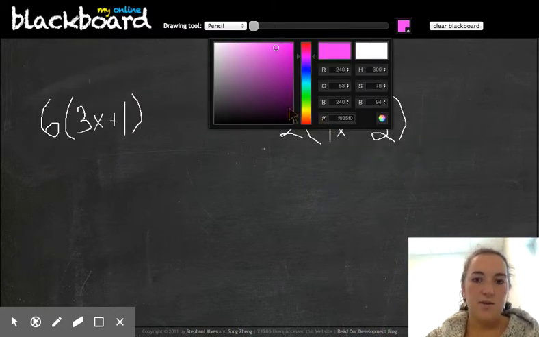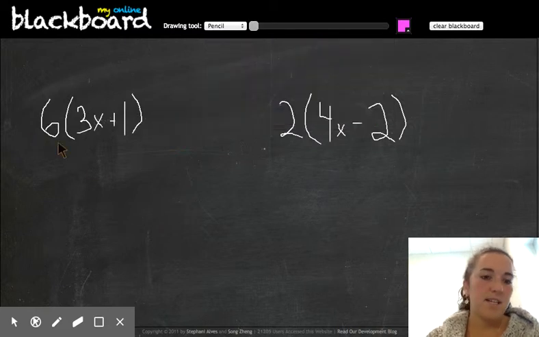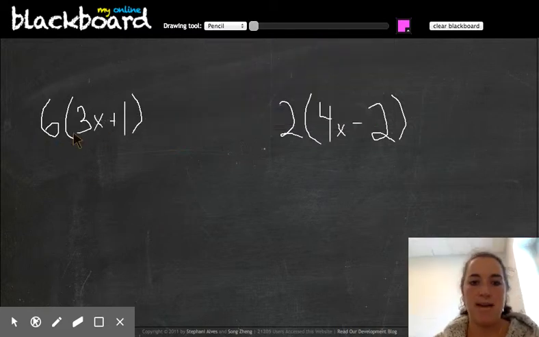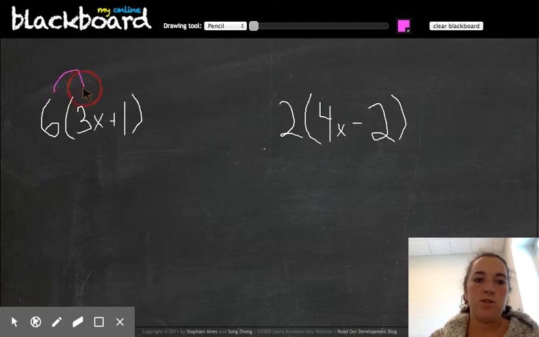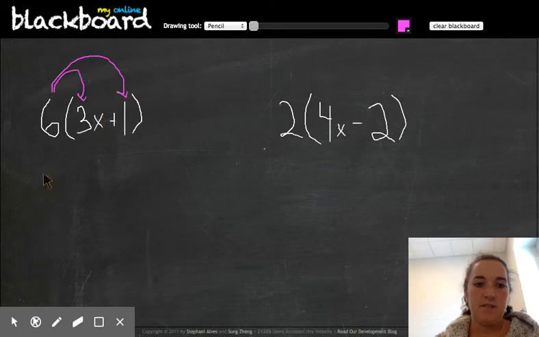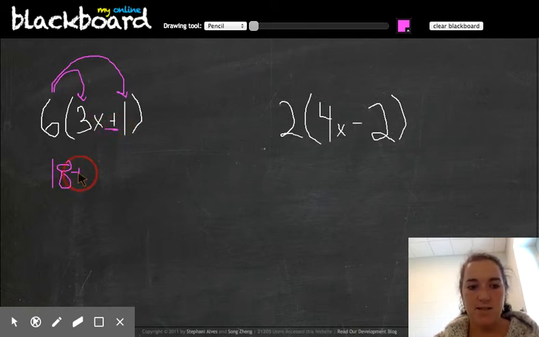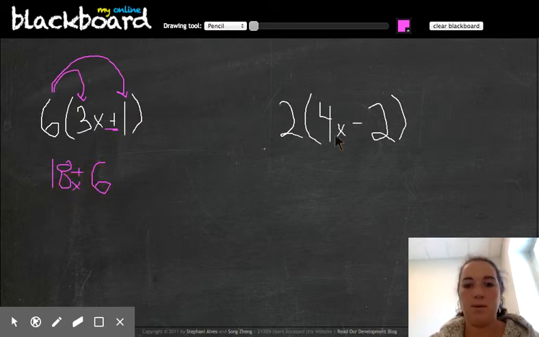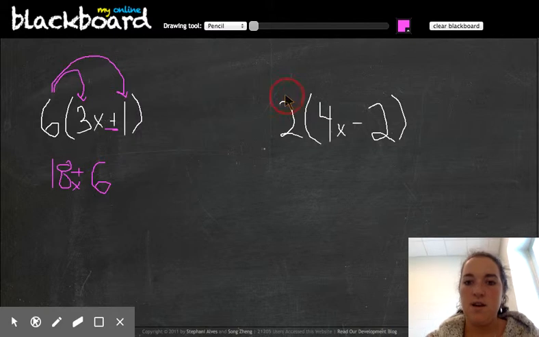All right, let's continue doing the examples at the bottom. The next one you have is 6 times 3x plus 1. Again, we're distributing that 6 to the entire quantity. So I'm doing 6 times 3x. 6 times 3x is 18x. Then I have a plus sign, and it's 6 times positive 1. So you keep the sign, and it's plus 6. Forgot my x, so you get 18x plus 6.